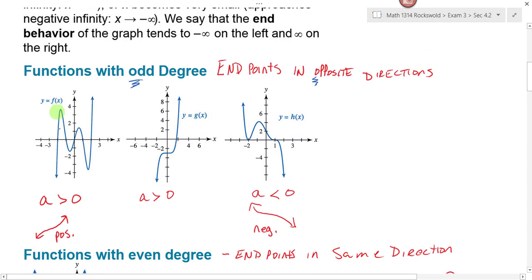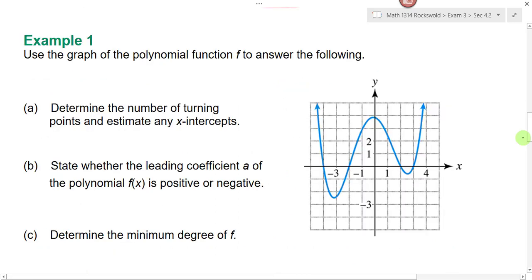Up here we had 1, 2, 3, 4 turning points, so this has to be at least a fifth degree polynomial. There's 1, 2, 3, 4, 5 x-intercepts, so there's got to be at least a fifth degree. In example 1, we're asked to use the graph of the polynomial function to answer the following questions.